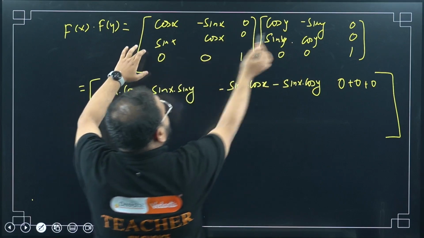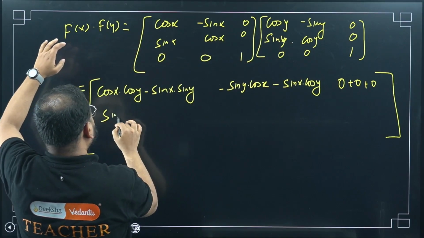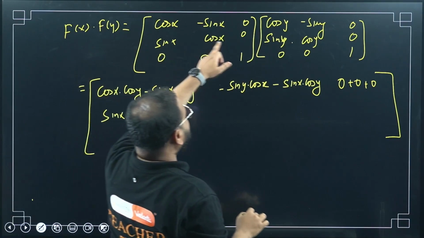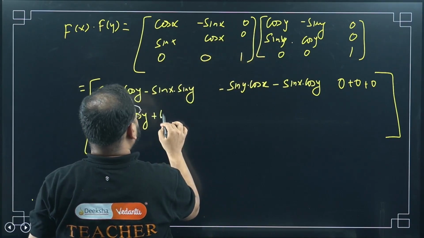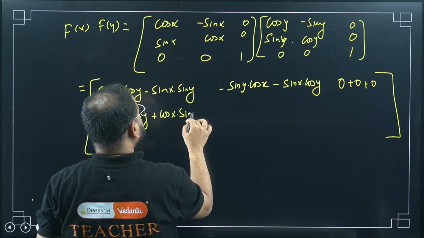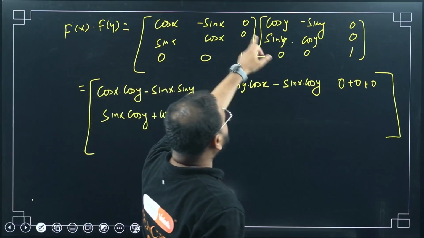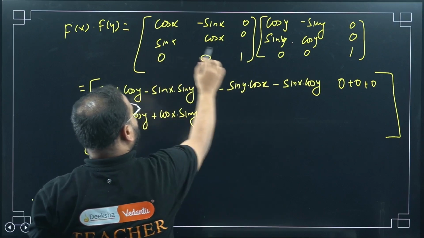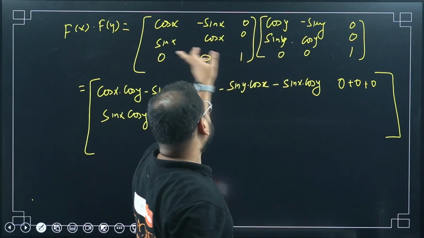So sin x with cos y. Please check, this sin x with cos y. Now this cos x with this sin y, cos x sin y. Okay. Now this 0 with this 0, so I don't have to write that. 0 with 0 is 0. Okay, so second row, first column is done.